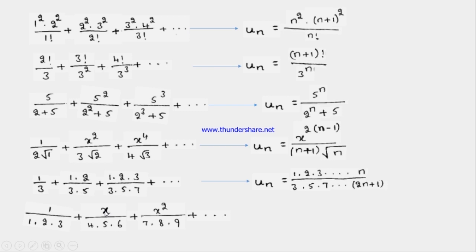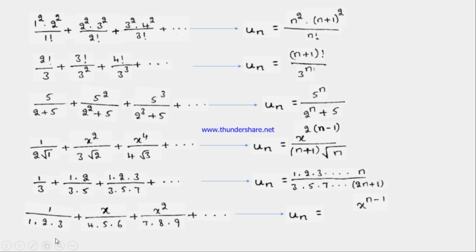1 x square. 1 can be written as x power 0. First term x power 0, second term x power 1, third term x power 2. You can note that the power is 1 less than the term number. So it should be x power n minus 1.